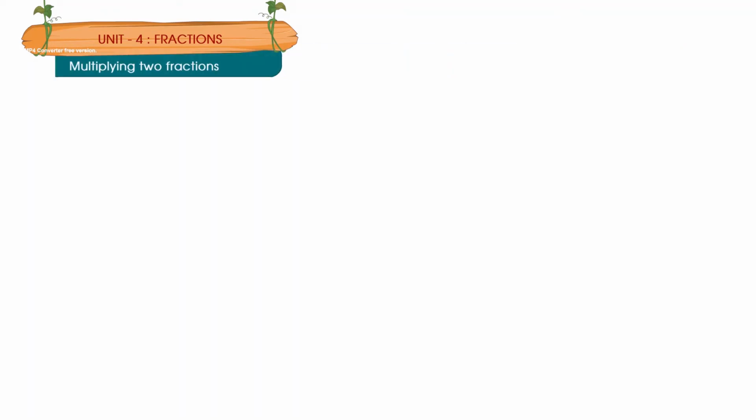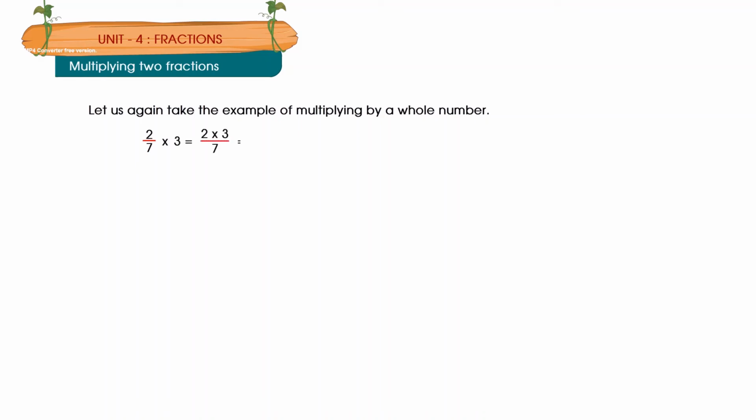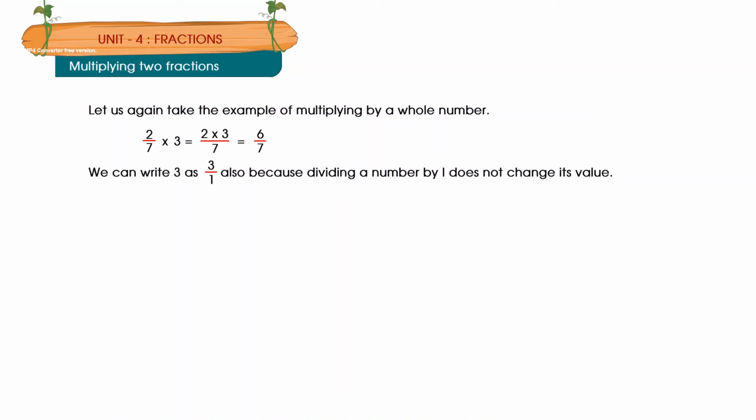Multiplying two fractions. Let us again take the example of multiplying by a whole number. 2/7 × 3 = (2 × 3)/7 = 6/7. We can write 3 as 3/1 also, because dividing a number by 1 does not change its value. 3/1 is a fraction. Therefore, 2/7 × 3 = 2/7 × 3/1.